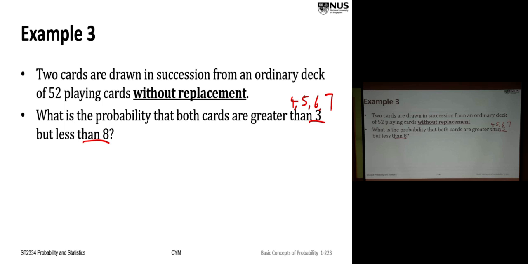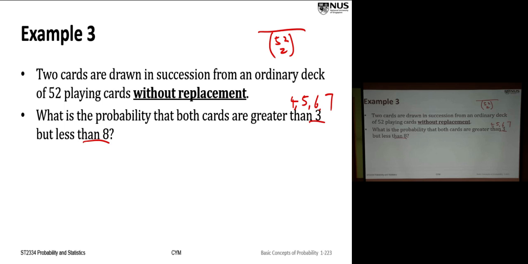Now, if you use the combinatorics argument, basically you want to choose 2 cards out of 52 cards. I have to divide these 52 cards into 2 groups. One group satisfies the conditions. What are the conditions? The card is either 4, 5, 6, or 7. The other group is the rest.